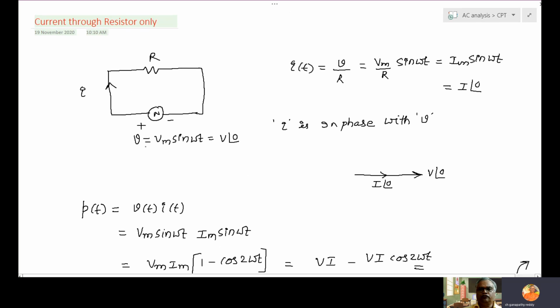So capacitor alone we have done, inductor alone we have done, resistor alone we have done. Next class we'll discuss how it will be for an inductive load. So I am stopping now.